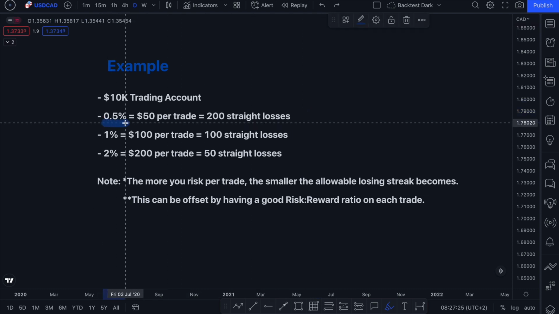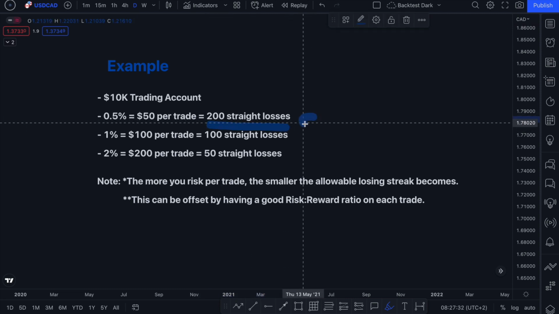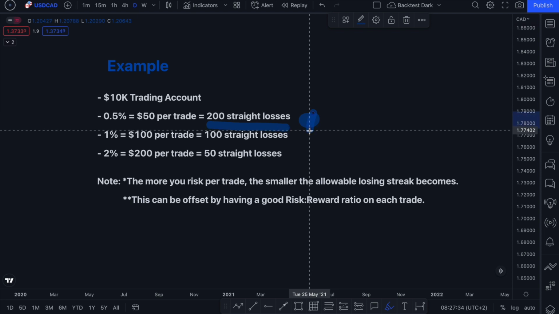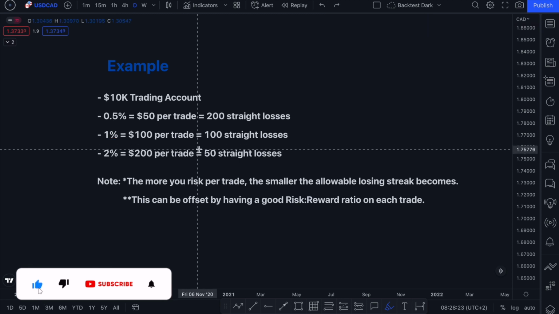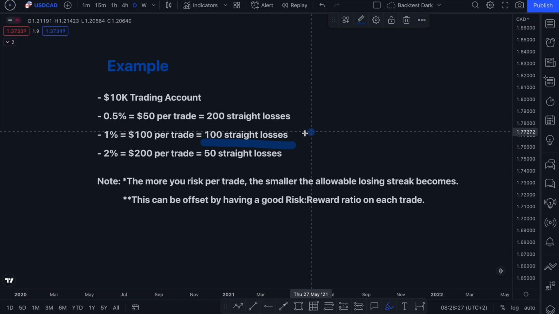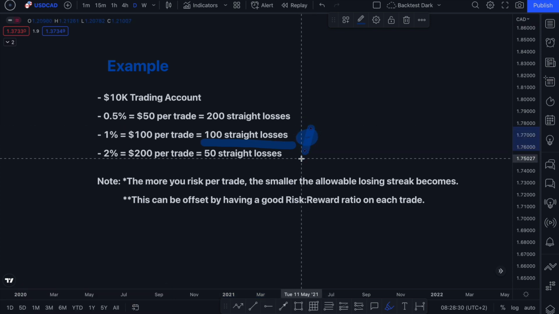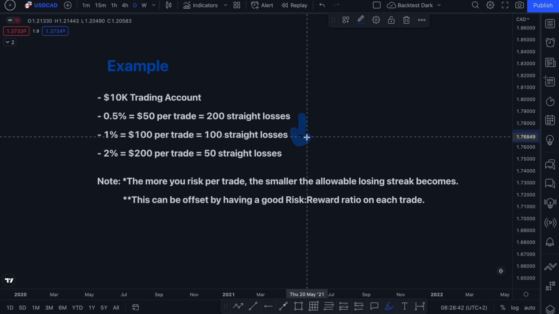At 0.5% risk per trade, you essentially need to lose 200 trades in a row before you blow your account. Now, if you are risking 1% on each trade, that would mean that you would need to lose 100 trades in a row before you blew your account. So as you can see, by doubling our risk, we have essentially reduced the number of trades that we are able to lose in a row before blowing our account.